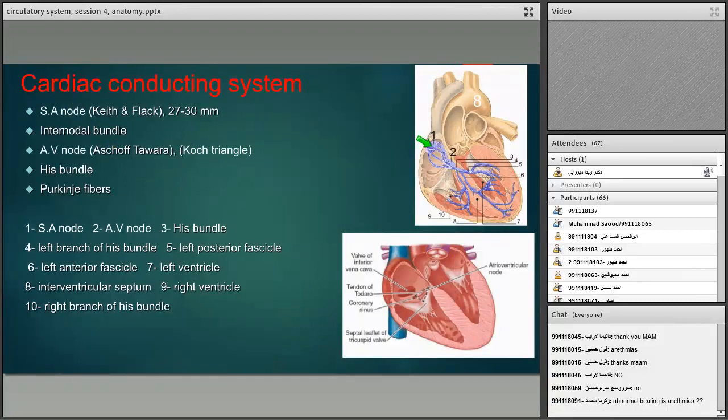At first, we said the SA node and AV node are supplied by the right coronary artery and the AV bundle by the left coronary artery. One of you asked what is the difference between AV node and AV bundle. This is the AV node, and the His bundles are the AV bundles. So the bundles are supplied by the left coronary artery, and the AV node and SA node are supplied by the right coronary artery.